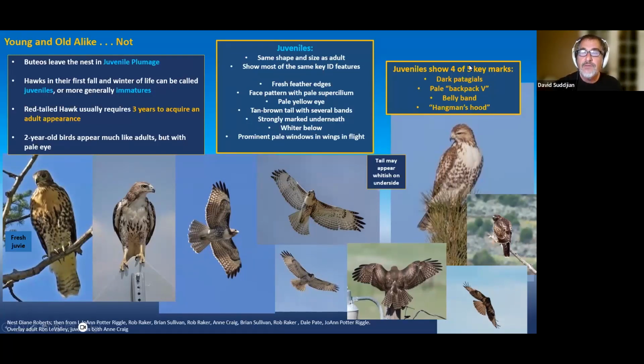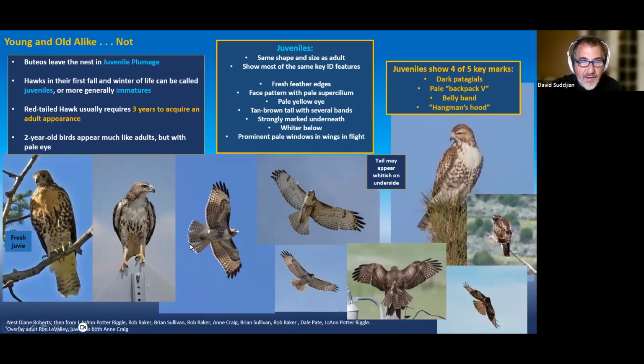And we can first off say that we don't want to use size or shape really to distinguish a young red tail from another species, because the young red tails look basically like the adult red tails in size and shape. There's some subtle differences, but it's not going to help us get to another species. And they mostly show the same key ID features. Now, the main one that's missing is the orange tail. So we're going to trade that in for a tail that has a bunch of narrow bands. And it still has that prominent white terminal band there at the tip.